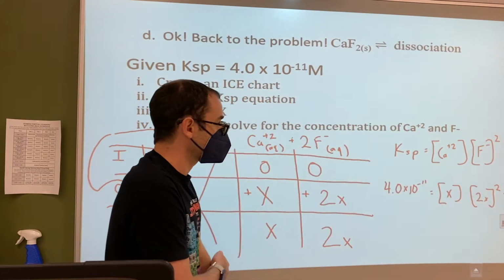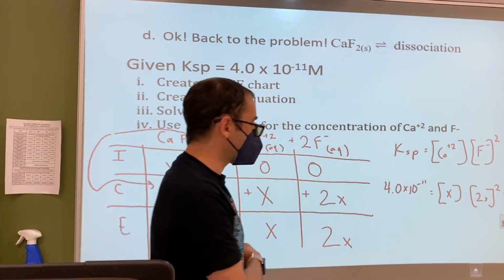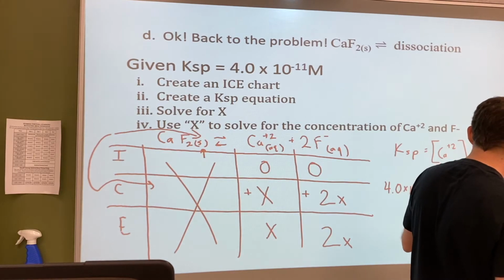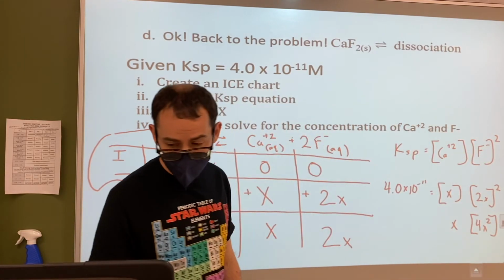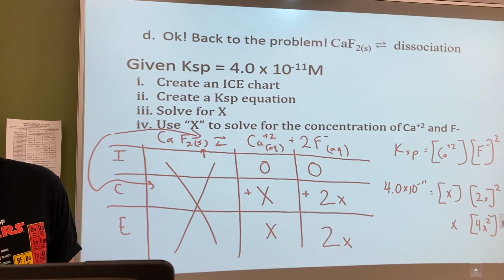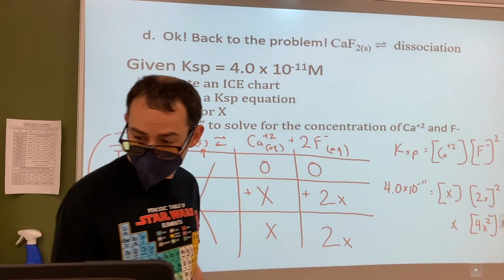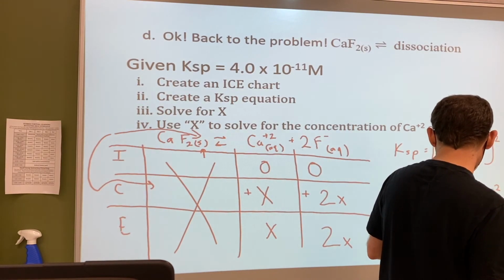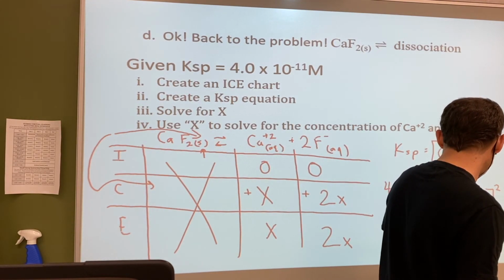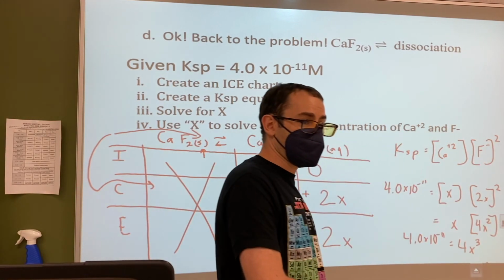squared. We do have to simplify it. So 2x, the quantity squared, becomes what we saw before. It's going to be 4x squared. So we have 4x squared, and then there's another x in there. So if we want to multiply another x in there, what are we going to get? Yeah, it's going to be 4x cubed. So this is going to be 4.0 times 10 to the negative 11 equals 4x cubed. And that's as far as we're going to get today.